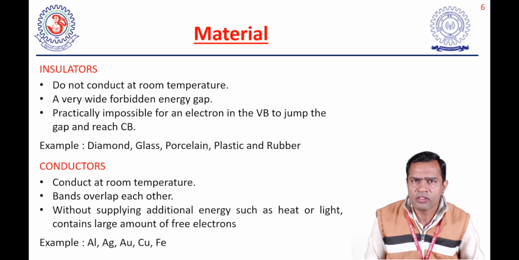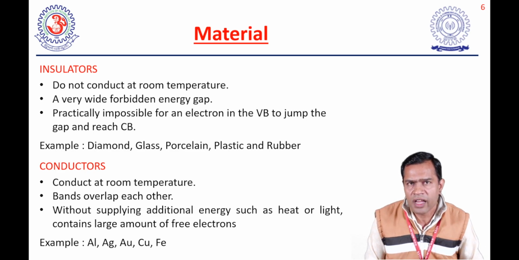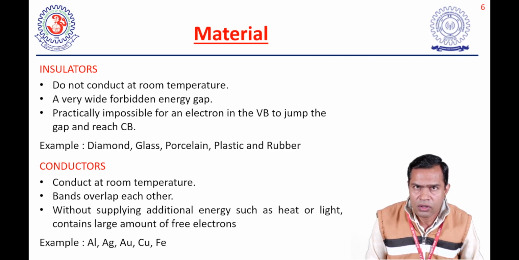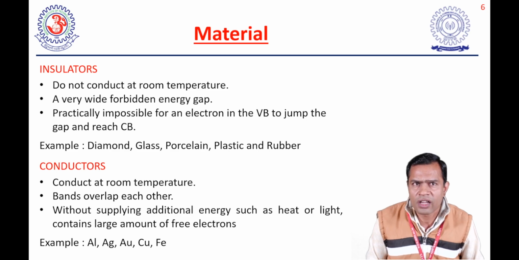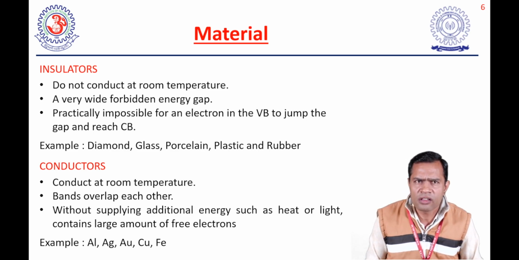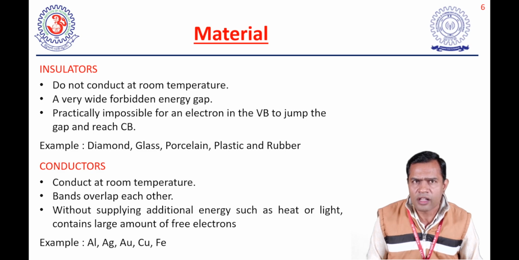So electrons may jump to the conduction band, and when an electron comes into the conduction band, that is called a free electron, and only free electrons can flow the current. Now come to the material. Already I have discussed that material may be an insulator, conductor or semiconductor.